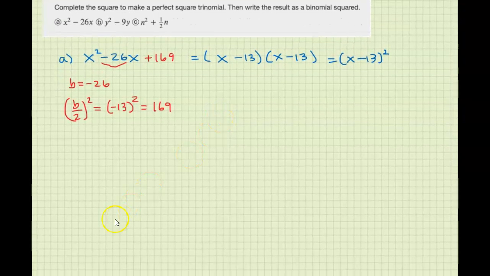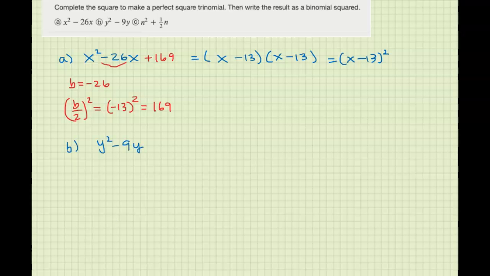Let's look at part B. We have y squared minus 9y. The coefficient of the y squared is 1, which means that we don't have to factor anything out. This is your b. B is negative 9. You need to divide b by 2 and then square it. So we have negative 9 over 2 squared, which is 81 over 4. This is the magic number, 81 over 4, which we need to add at the end to make it factor as a perfect square.